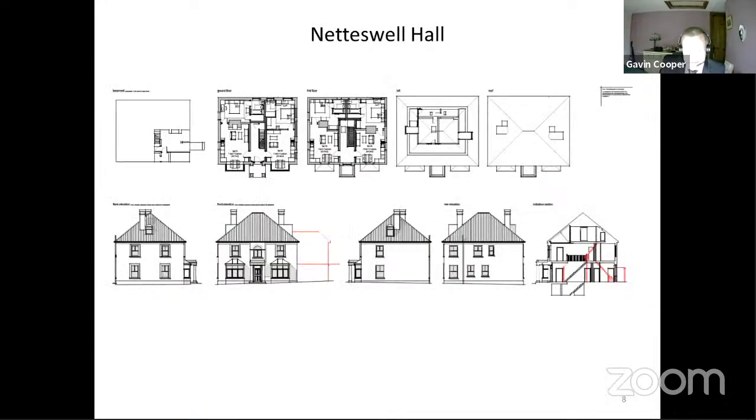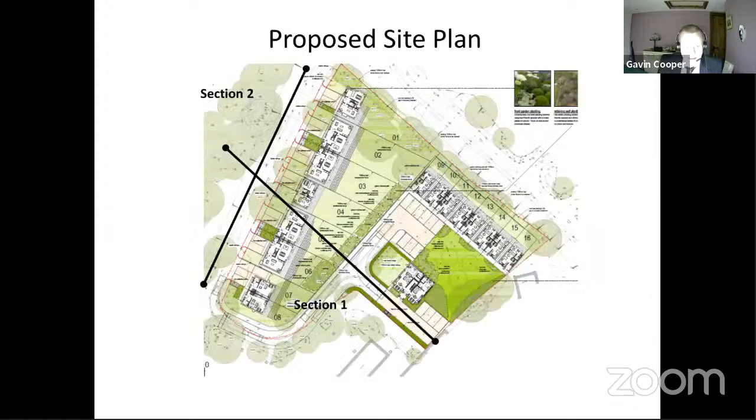Important to identify Nesswell Hall, which is being converted into 4 flats, and this shows the arrangement and the reinstatement, particularly of the rear elevation following the demolition that is to take place. So I'll take you through the sections, which are quite interesting and useful here.